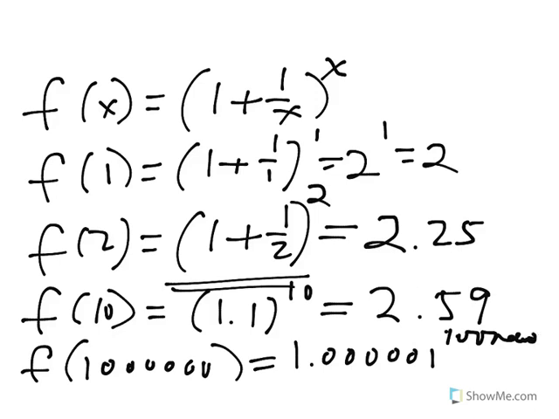Now, 1 to any power is 1, but something bigger than 1 raised to a giant power can sometimes become really big. This one doesn't become 1 or something really big. Instead, it becomes about 2.72. And this will be, for us, the definition of e.